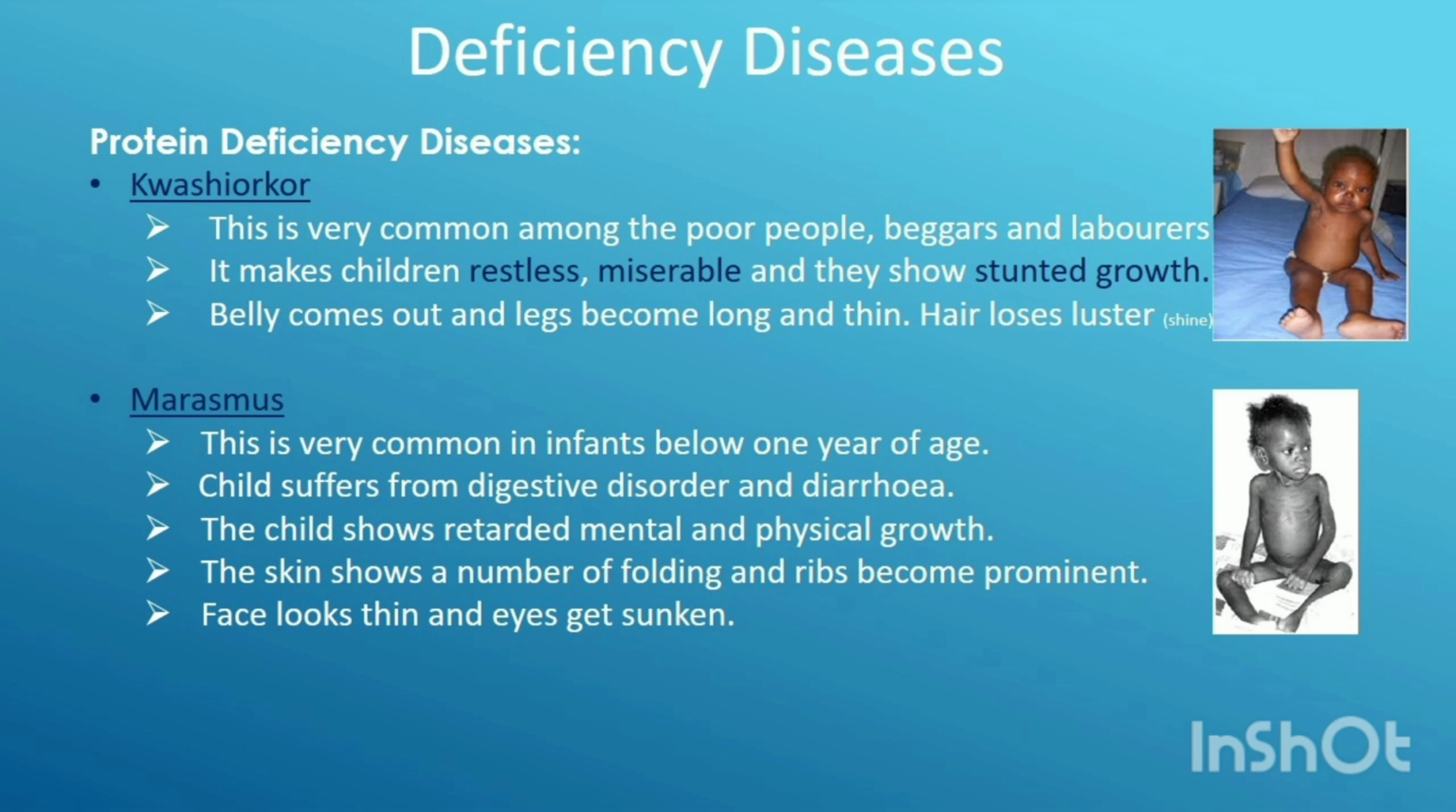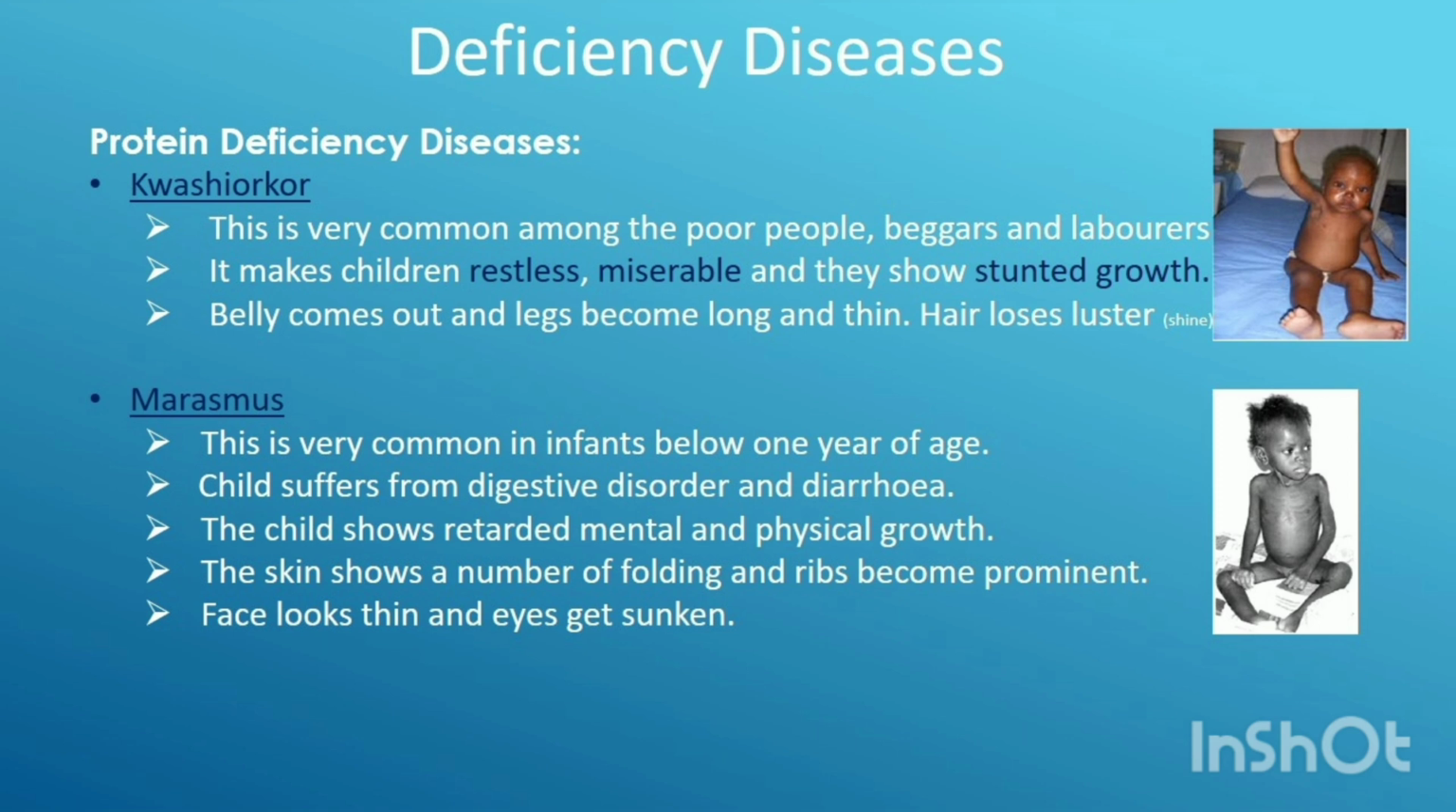Kwashiorkor. This is very common among the poor people, beggars and laborers. It makes children restless, miserable and they show stunted growth. Belly comes out and legs become long and thin. Hair loses luster. Luster means hair loses their shine.